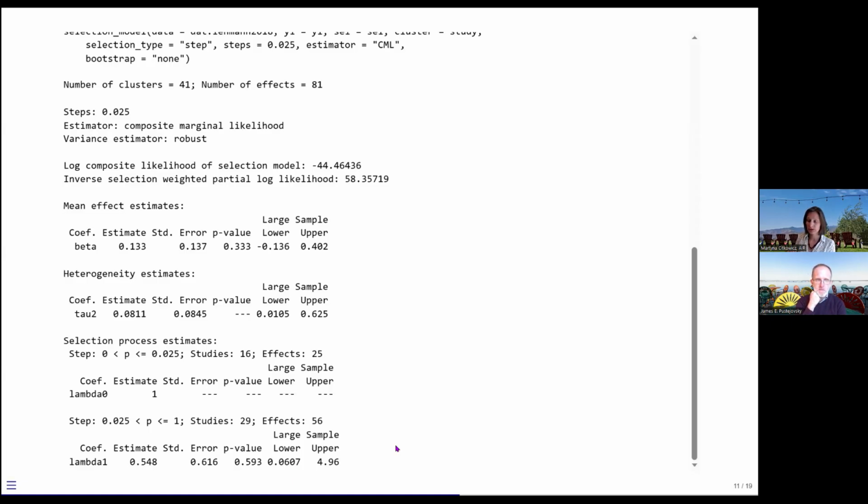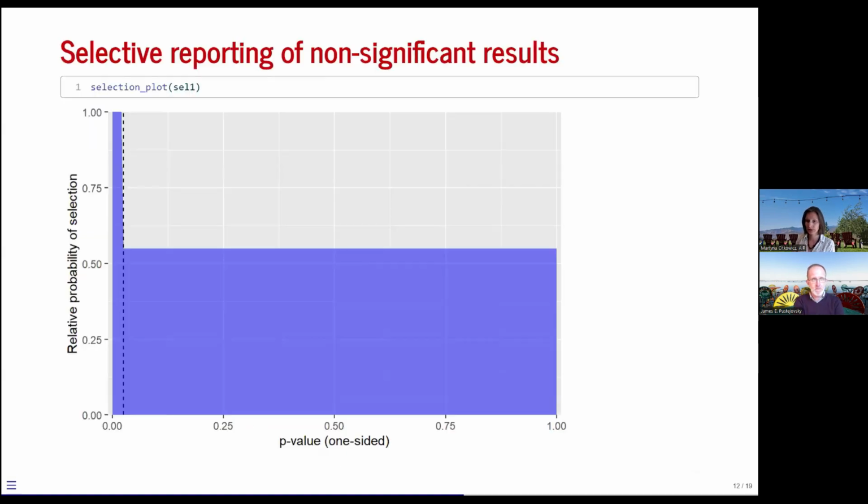Now, these large sample confidence intervals are not the approach that we recommend for calculating confidence intervals, but we will show you another approach. But before we get there, I do want to show you a plot of the likelihood of selection. So on the x-axis, we have our p-values, and on the y-axis, we have the relative likelihood of selection. So again, what you're seeing here is that p-values that are about 0.025 or larger are about half as likely to be published than smaller p-values.